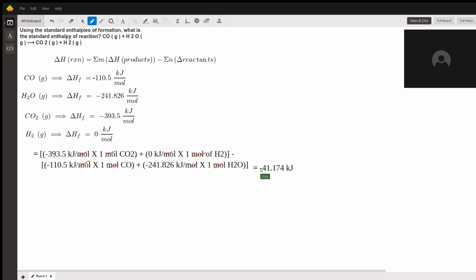Once you get to the thermodynamic section, when you see the negative, you should know right away that it is an exothermic reaction.